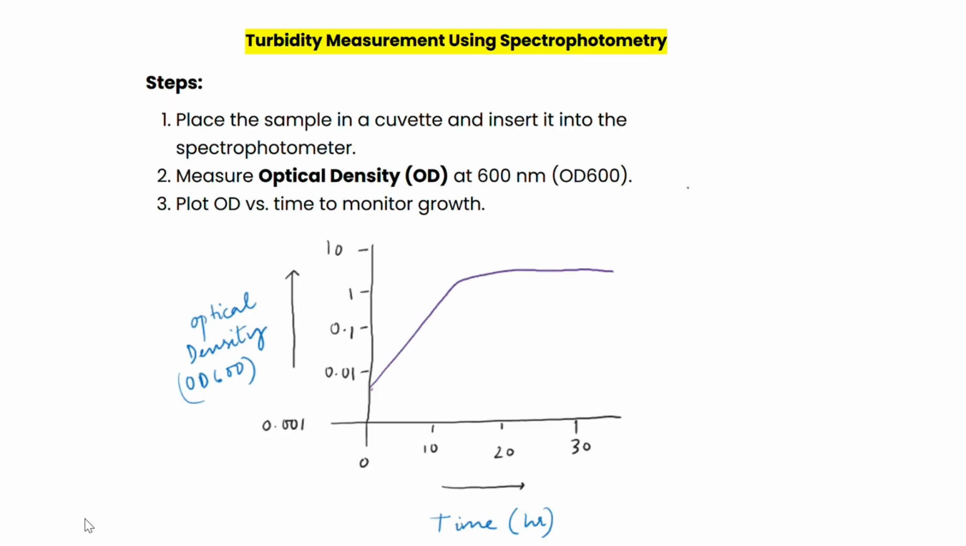Another common method is turbidity measurement using a spectrophotometer. As the culture grows, the solution becomes cloudier, and the spectrophotometer measures this as optical density. The higher the OD, the more cells are present. This method is non-destructive and allows for real-time monitoring, but it does not differentiate live from dead cells.